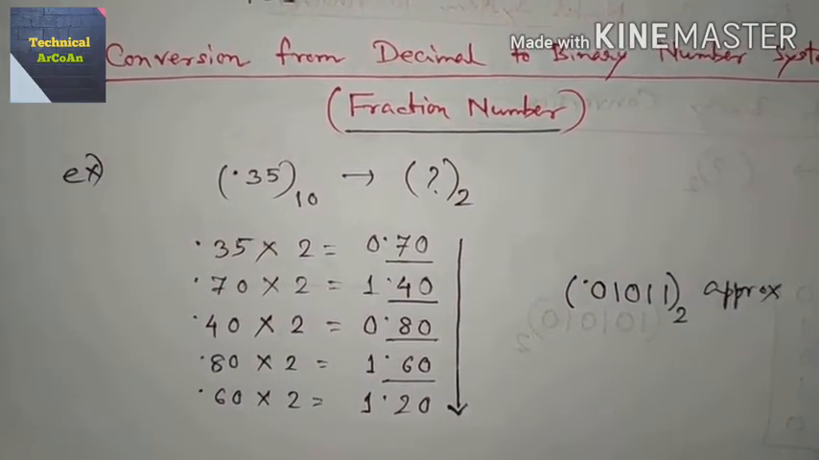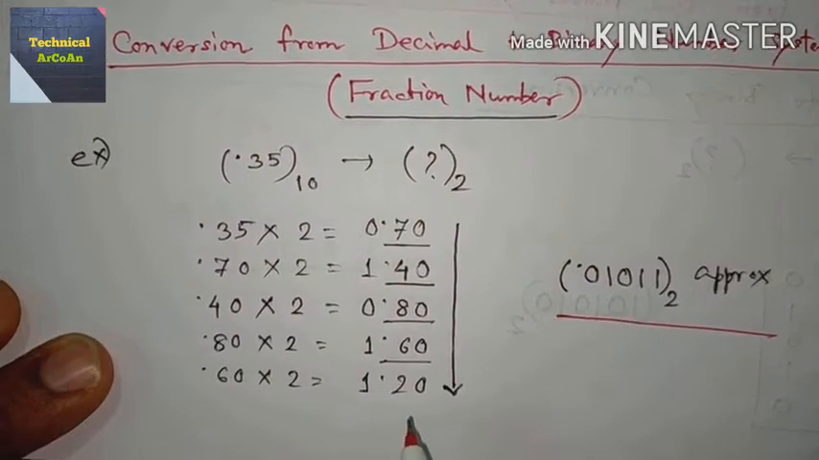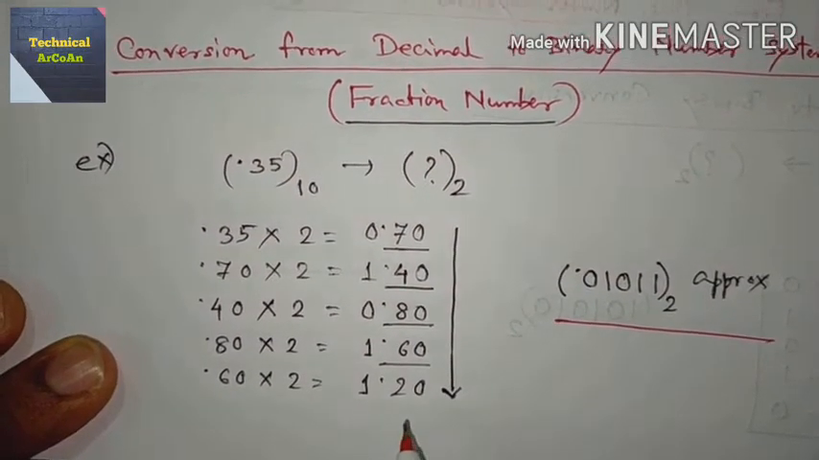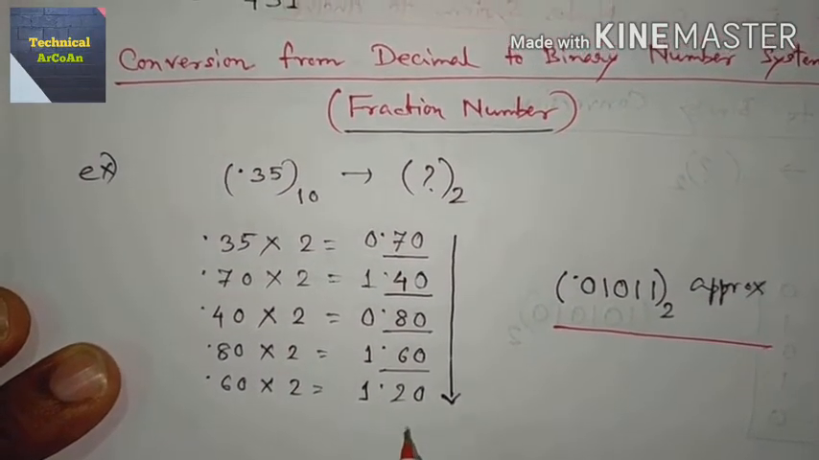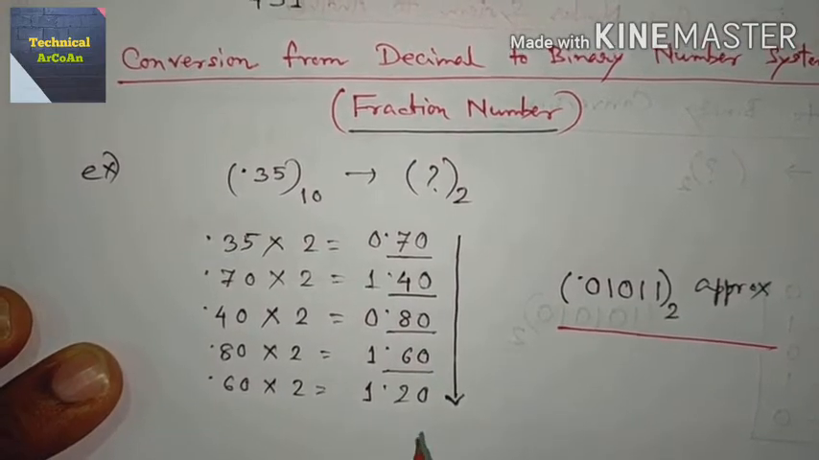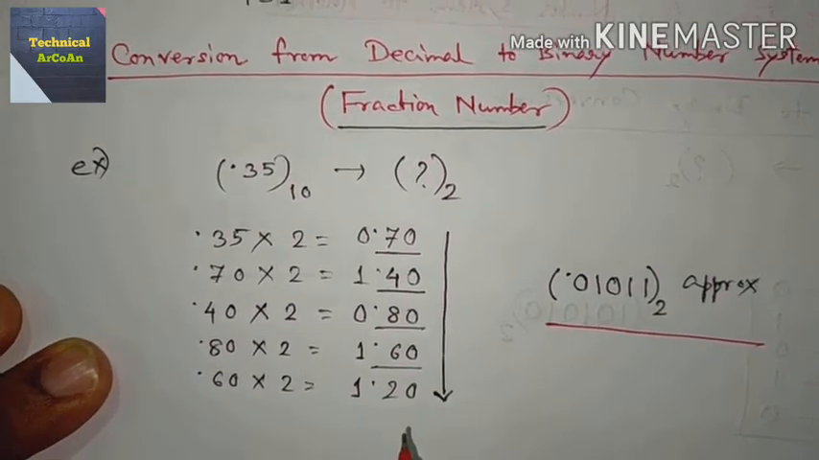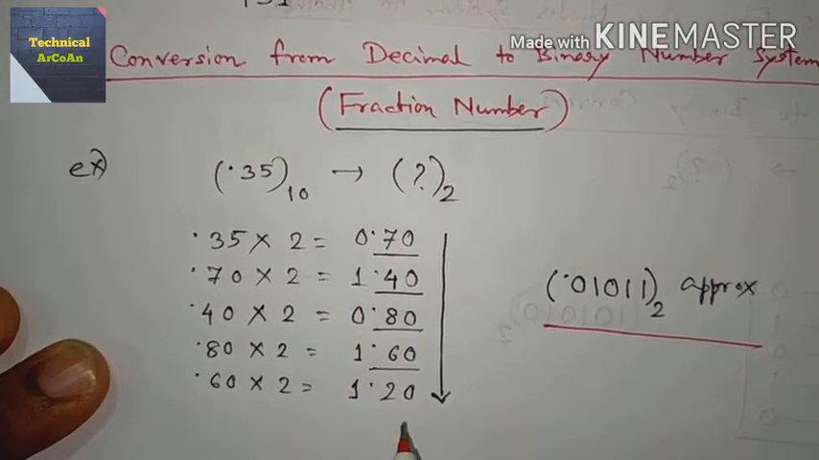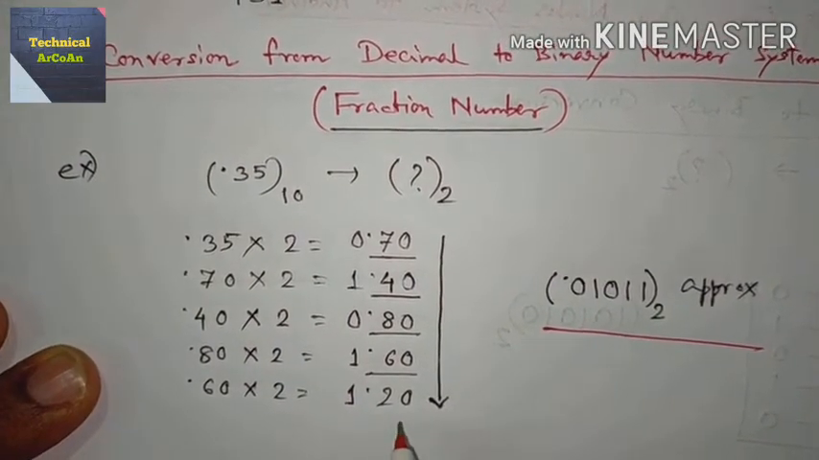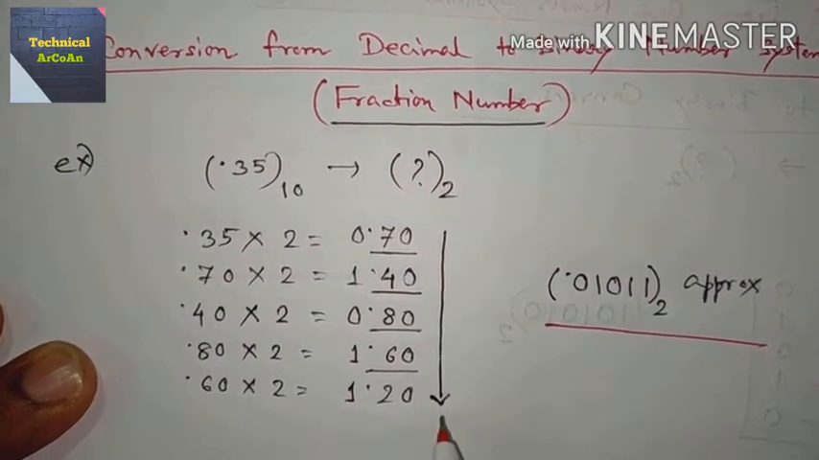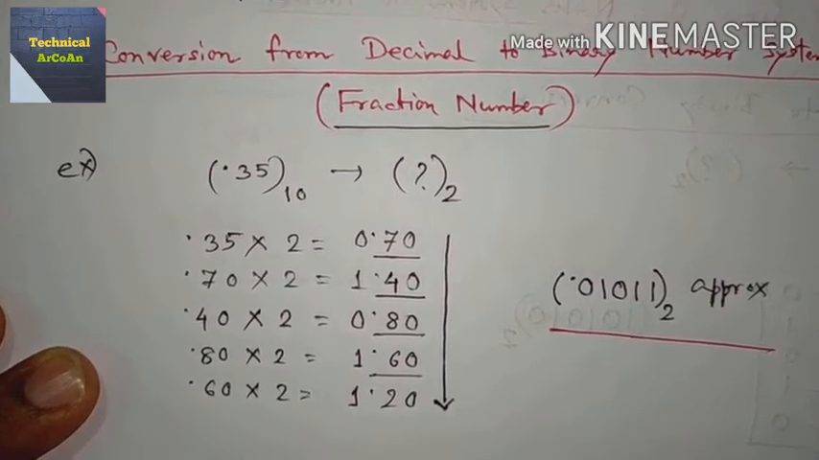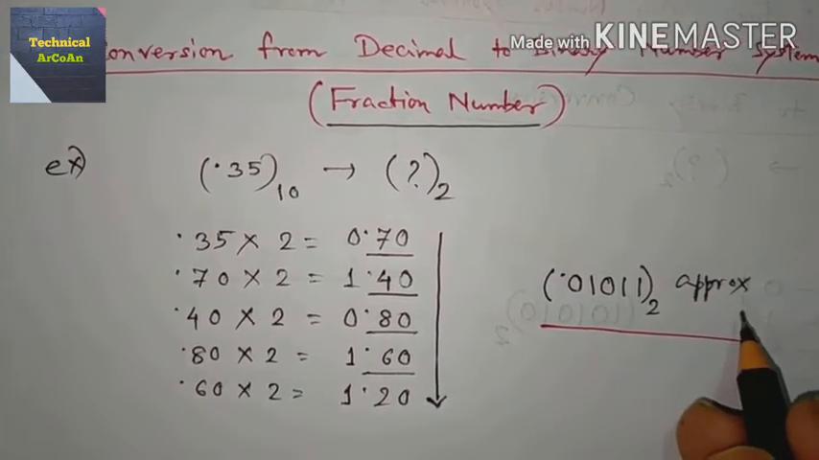It's the more important part. Why do we write approx? Because the last fraction part is not 0. If the last fraction part is 0, then we stop calculating. But here the last part is not 0, it goes on and on. So that's why we stop our calculation, and that's why we write approx here. Okay.